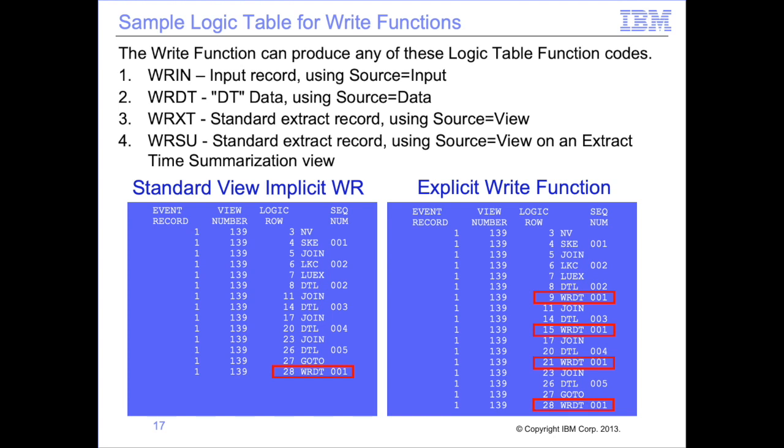Note that the sequence number for each is 001, meaning all these write verbs are contained in the logic text of column 1. Each of the logic table functions immediately preceding these WRDT functions may modify the extracted data during the extract phase. Each will result in a different extract record being written to the extract file.